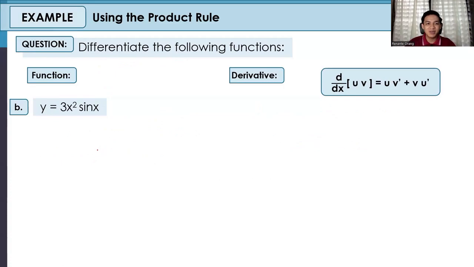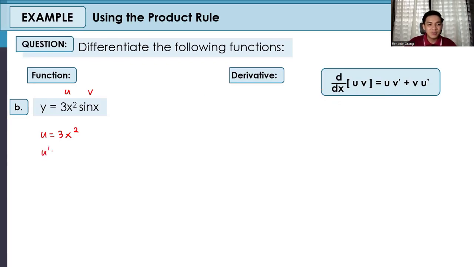For our next example, we have y is equivalent to 3x squared multiplied by sine x. So this will be treated as product rule because we have two different functions, which is 3x squared, gagamitin natin siya as our u. And then sine x, that will be our v. So same process tayo kanina. First thing that we need to do is to differentiate our 3x squared and then differentiate din natin si sine x. So pagkatapos, sundan lang natin yung formula ng product rule.